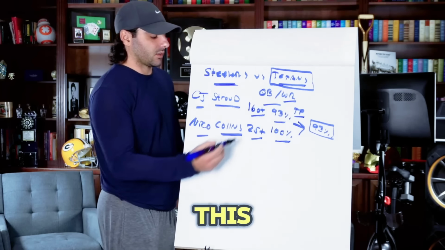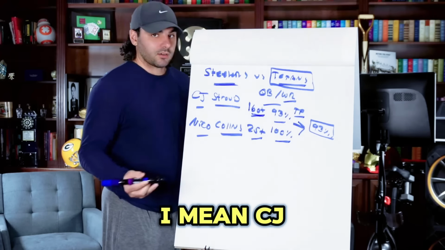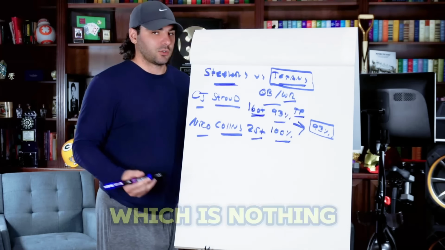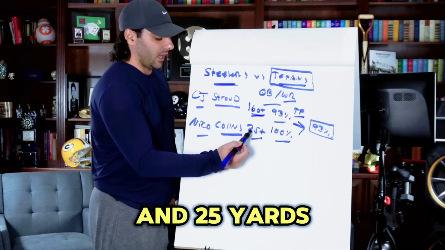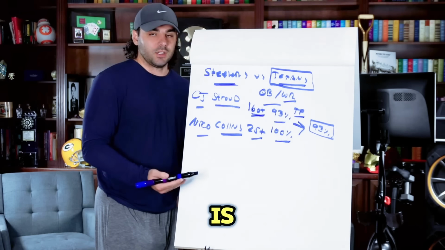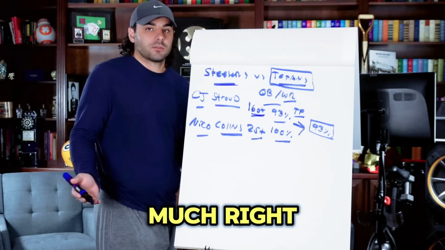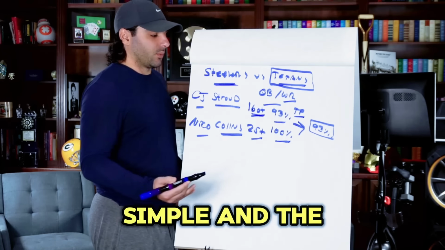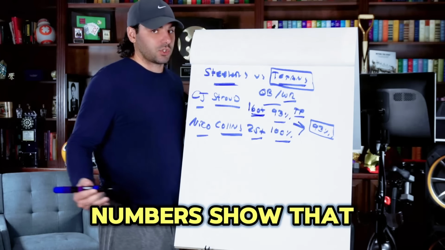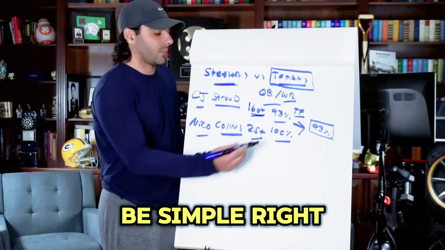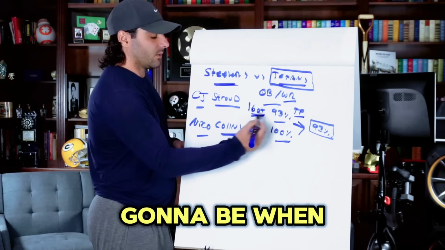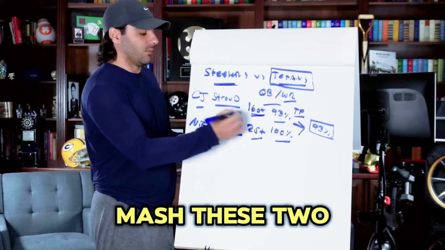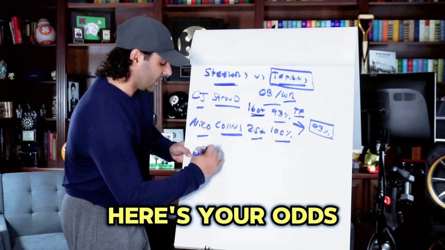Now, when you go and take a look at this, it seems simple, right? I mean, CJ Stroud, 160 passing yards, which is nothing for an NFL quarterback, and 25 yards for a receiver could be just one pass pretty much, right? So it looks simple, and the numbers show that it is, and it should be simple, right? So let's take what the odds are going to be when we put those two together. So when you match these two together on a same game parlay, here's your odds.